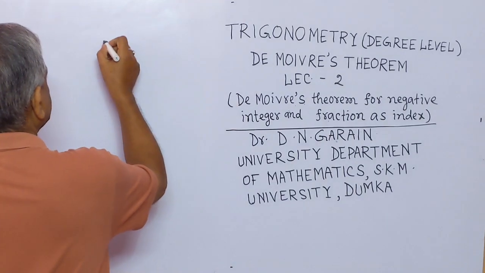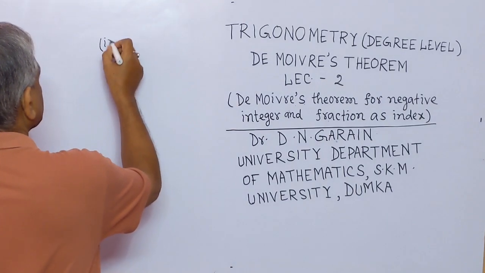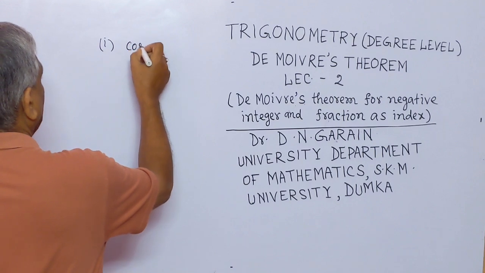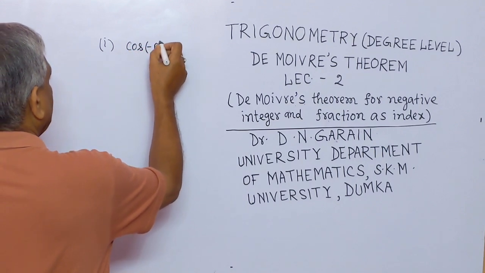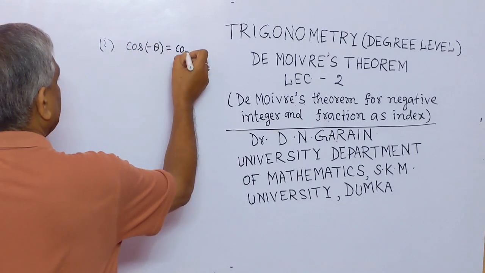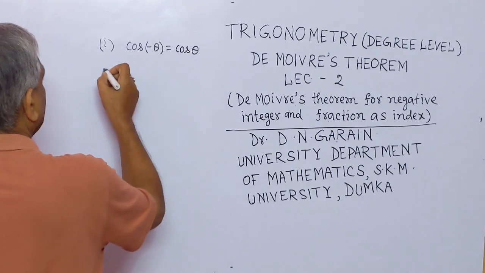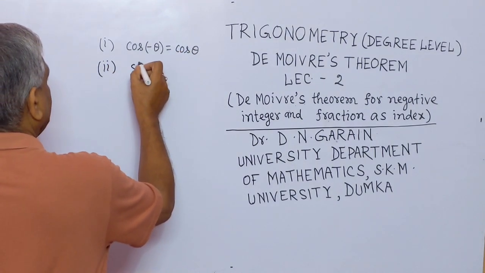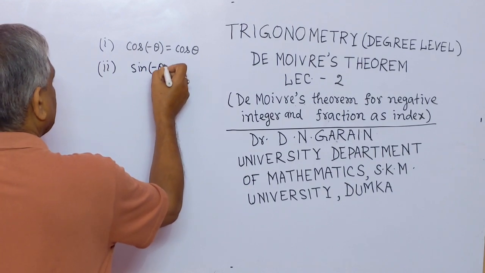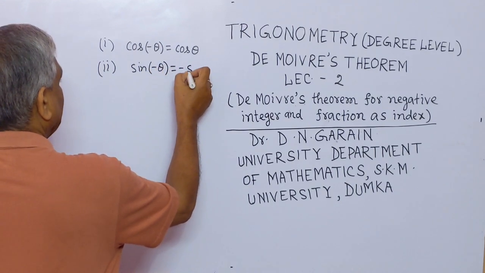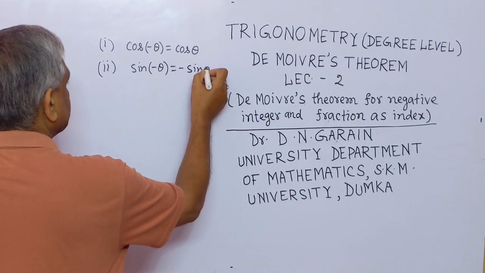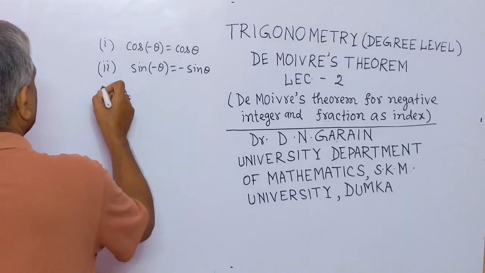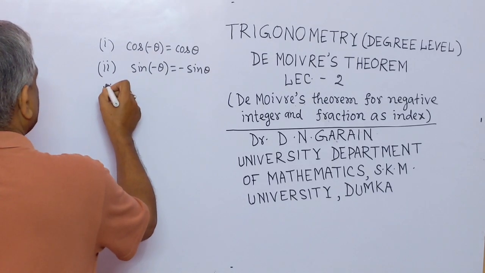Number 1. Cos minus theta equal to cos theta. Number 2. Sin minus theta equal to minus sin theta. Number 3.